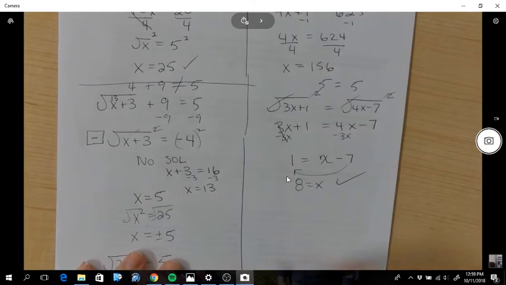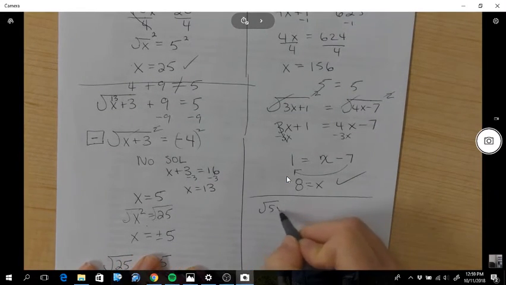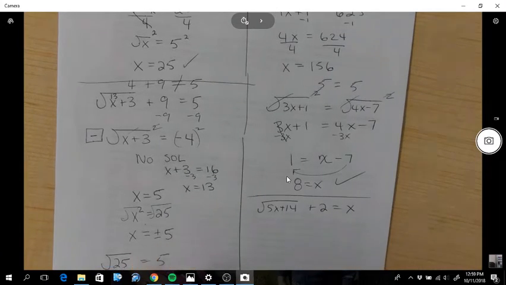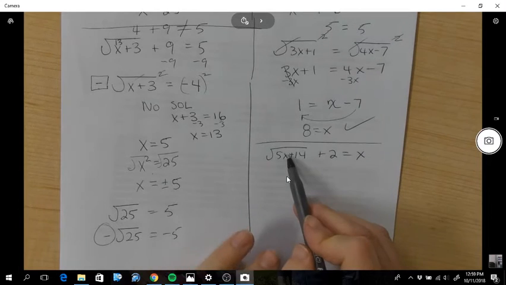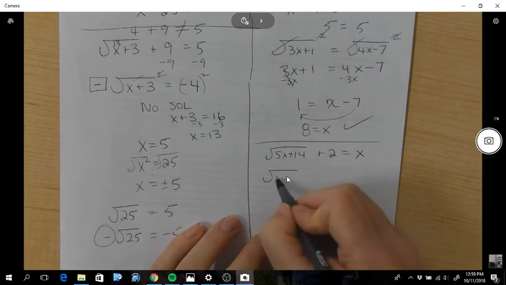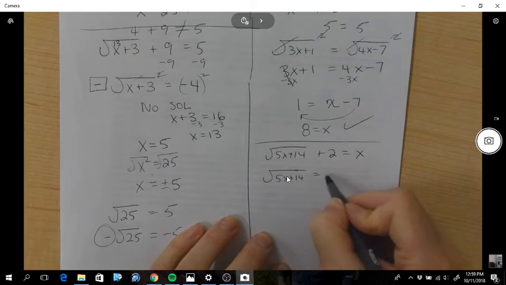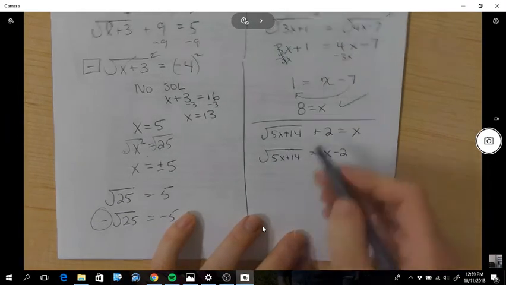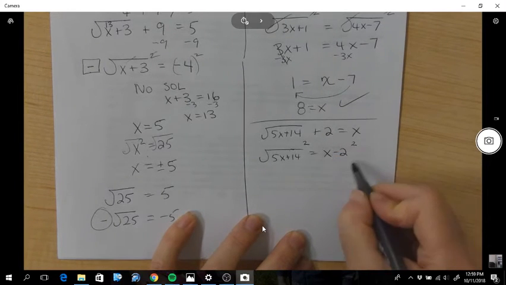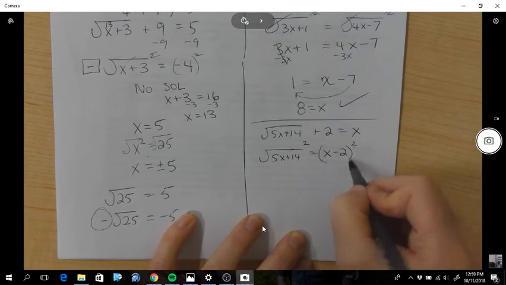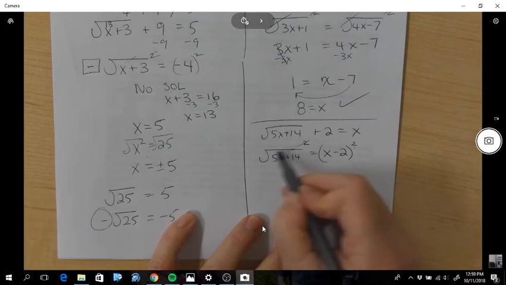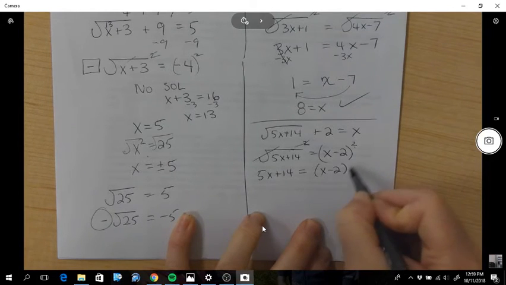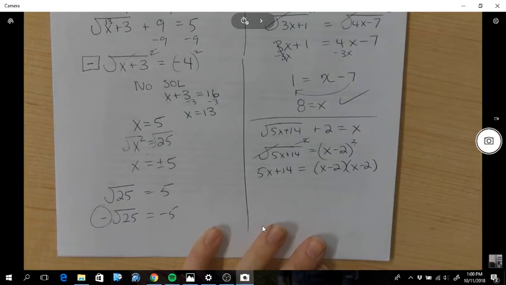Okay, last example. Root 5x plus 14 and then plus 2 equals x. Okay, so I want to isolate this root, so I'm going to move the 2 to the other side. So x minus 2. Okay, and then to get rid of this radical, I'm going to square. But here's the trick. When I square this side, it's a binomial squared. So these cancel. But this really becomes that.